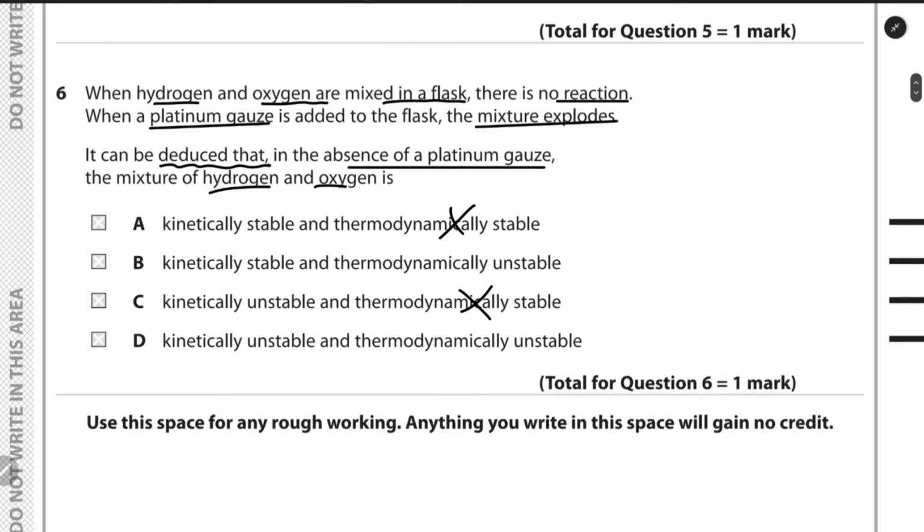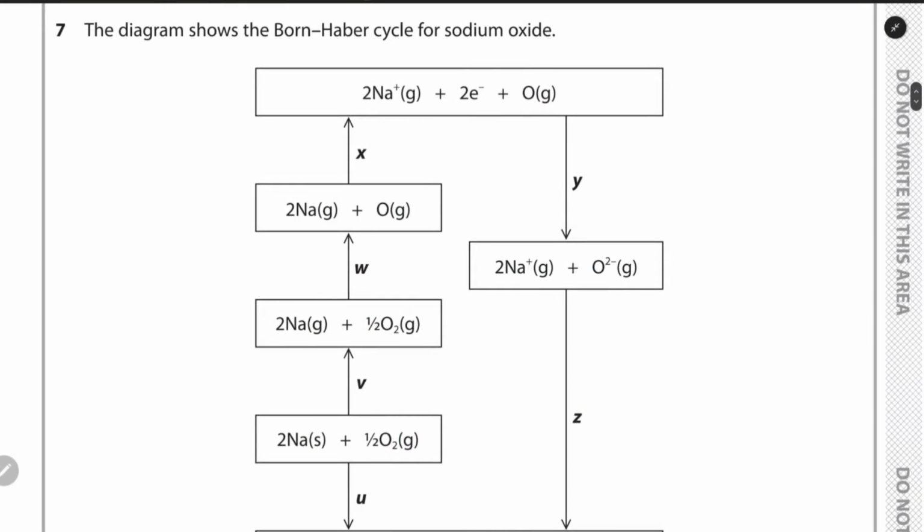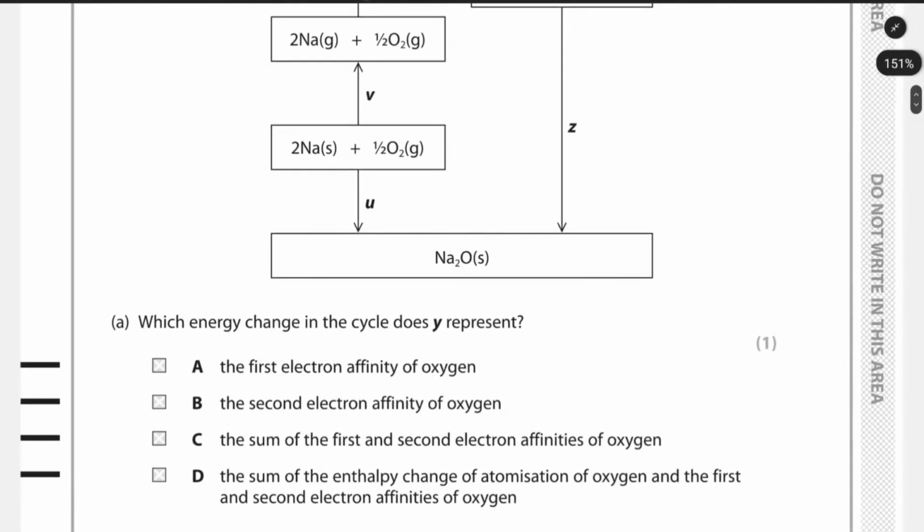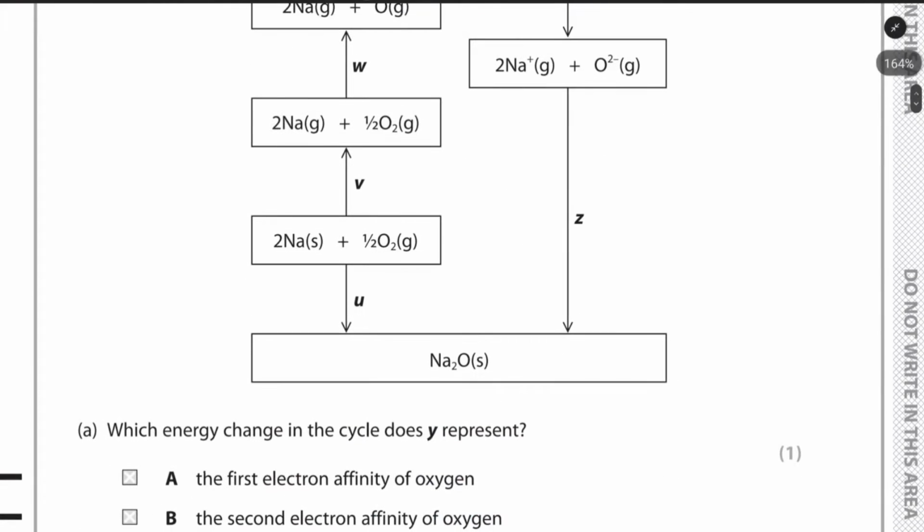But since the reaction does not occur without the activation energy due to the platinum gauze, in this case it's not kinetically unstable. The reaction is kinetically stable. If it was kinetically unstable, the reaction mixture would explode even without the platinum gauze. So B is our answer over here. Now on to question 7. We are given a Born-Haber cycle for sodium oxide. We have to find which energy change Y denotes.